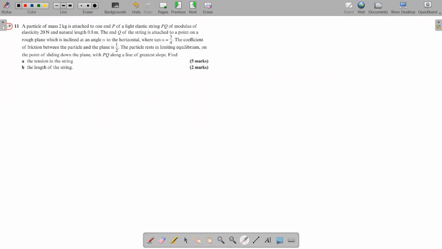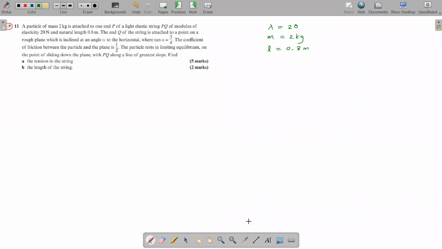Okay, so next we'll move on to question number 11. A particle of mass 2 kilograms is attached to one end P of a light elastic string PQ of modulus of elasticity, lambda, 20, and natural length 0.8. L is 0.8 meters. The end Q of the string is attached to a point on a rough plane.